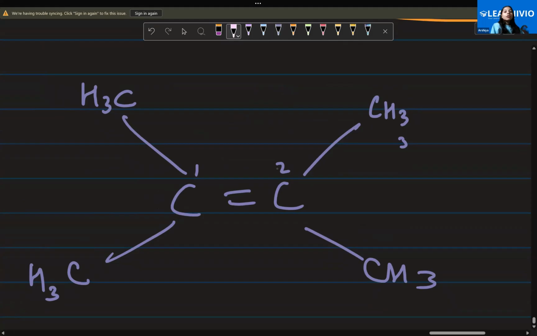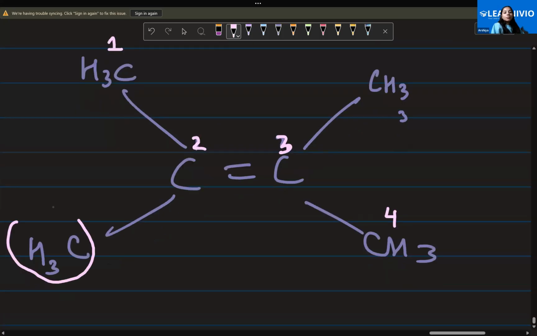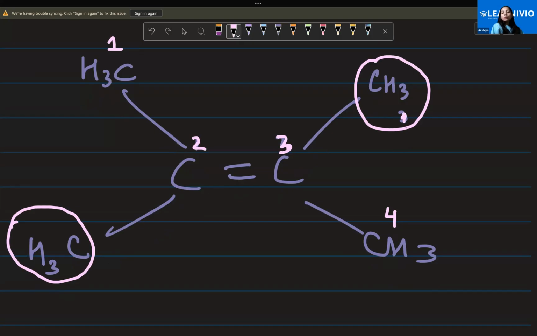So instead of doing that, I decided to start from here. So 1, 2, 3, and 4. As a result, this is the longest chain that I got. Okay. So this is the longest carbon chain. So 1, 2, 3, and 4. Now, these are the substituted carbons, right? Because they don't have any position in the carbon chain. So that means they're the substituted carbons.